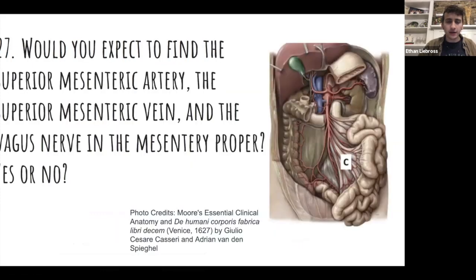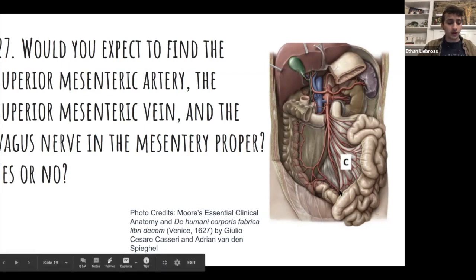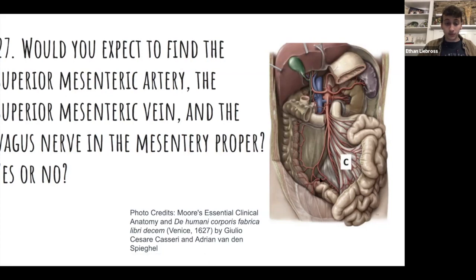Okay, so the final question that we had to answer was, would you expect to find the superior mesenteric artery, the superior mesenteric vein, and the vagus nerve in the mesentery proper? So remember that structure C over here. So would we expect to see these veins and the vagus nerve in this area? So the answer is actually yes.